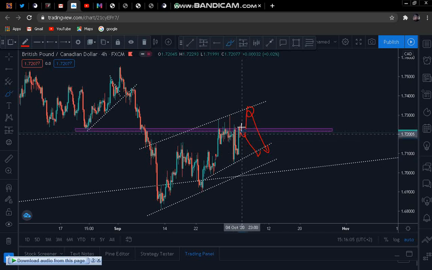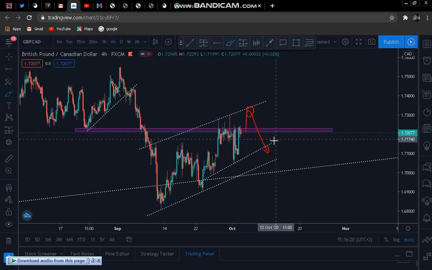But for here, if it rejects off this resistance zone, my advice would be taking it on the break, and there's another ascending channel that gets created before it breaks into this area. What we'll be waiting for is a confirmation, an impulsive break into this area, and then we take it on the 1 hour close. So this is what we're looking at when it comes to GBP CAD.